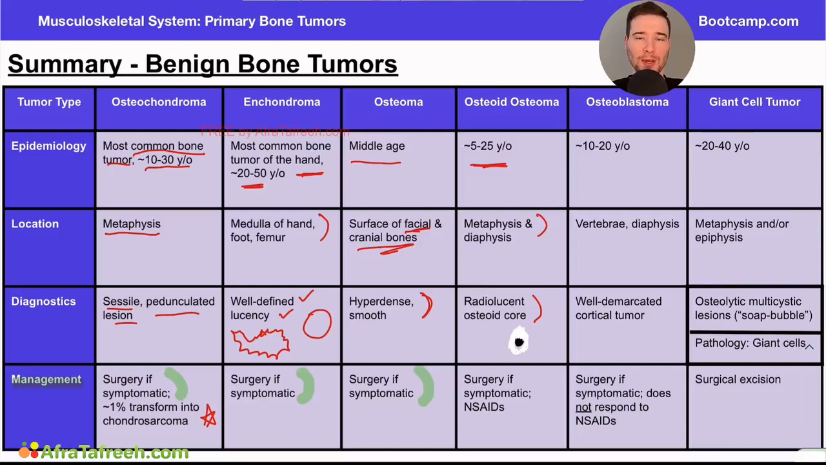Again, we have actual x-ray and CT images shown on the video in this chapter, so go ahead and check that out as well if you need a little bit more of a refresher. Again, talking about the management here, surgery if symptomatic, but a key point for this one is that these patients respond to NSAIDs or anti-inflammatories.